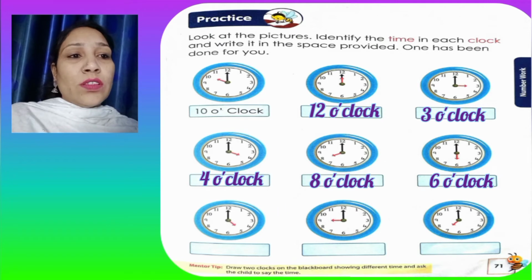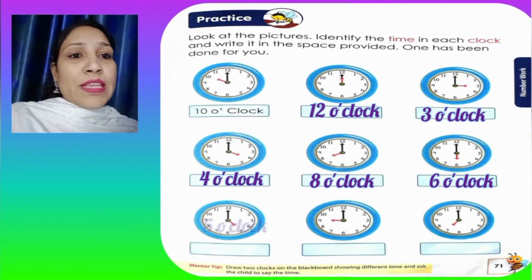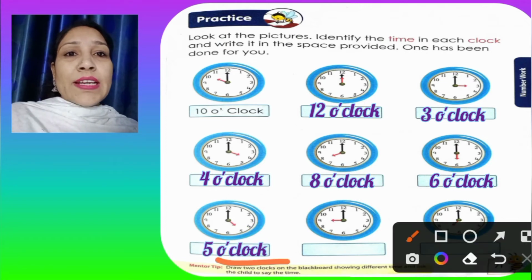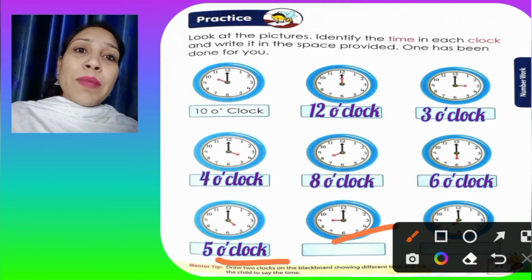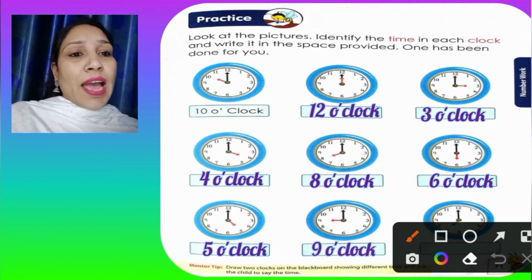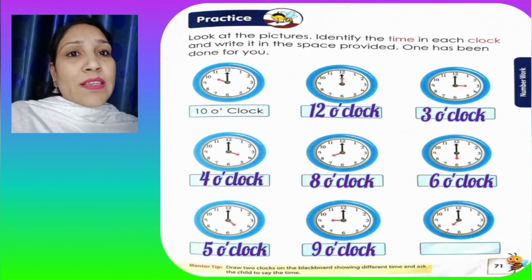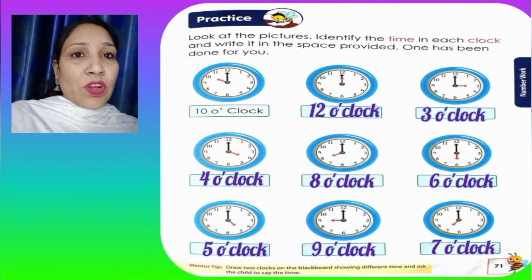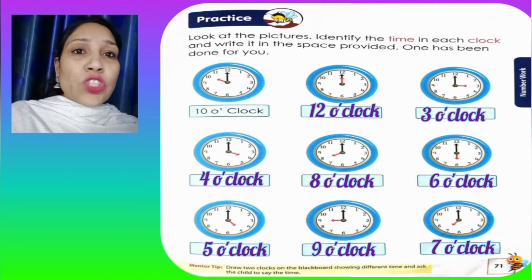Now see the next clock. Here the hour hand is on number 5 and the minute hand on number 12. Time is 5 o'clock. We will write here 5 o'clock. Now in the next clock, the hour hand is on number 9 and the minute hand on number 12. Time is 9 o'clock. We will write here 9 o'clock. In the last one, the hour hand is on number 7 and the minute hand on number 12. Time is 7 o'clock. We will write here 7 o'clock. Students, you have to do this page by filling in the time that the clock is showing. I hope you will do it very nicely.